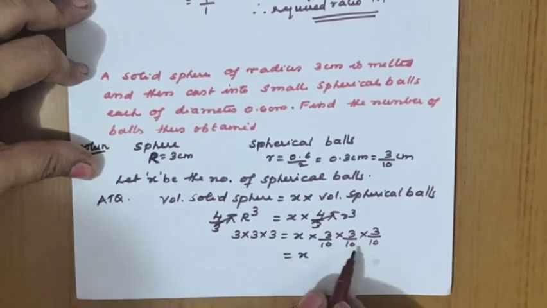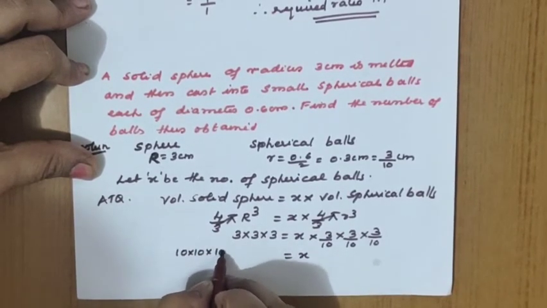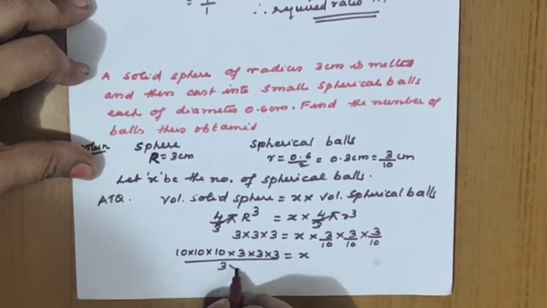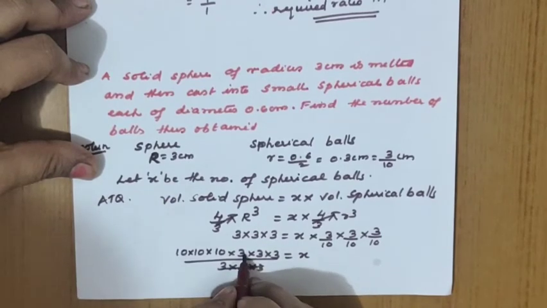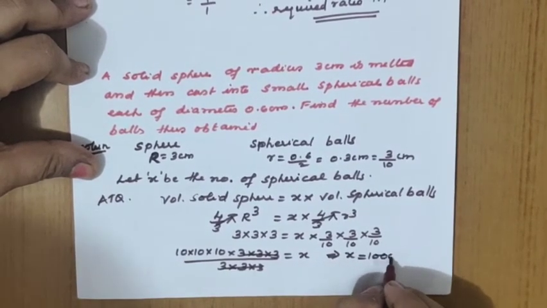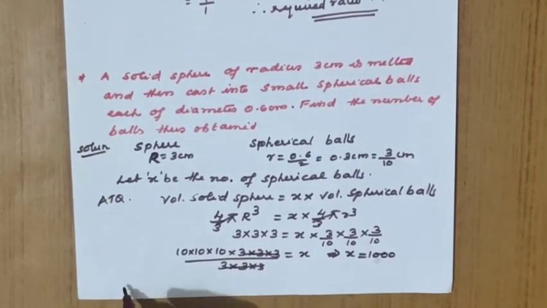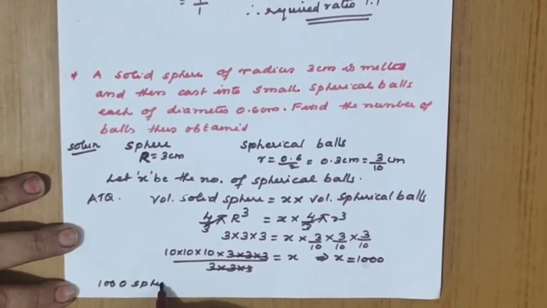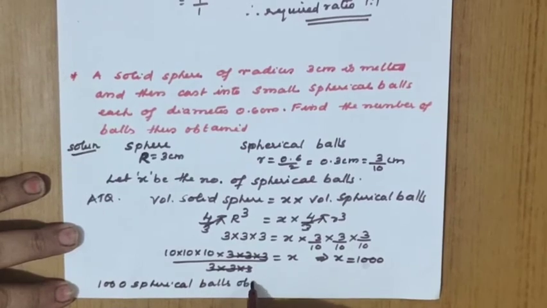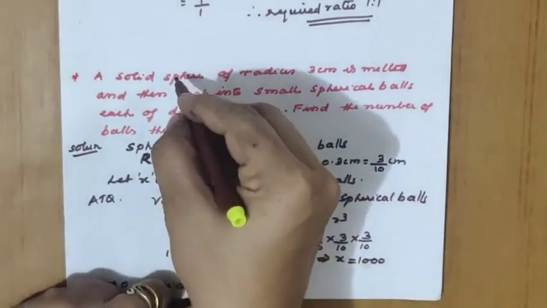So what is x now? All the 10s will go into the numerator on this side, so 10 into 10 into 10, into 3 into 3 into 3. Now this 3 will come in the denominator, so all the 3s get cancelled. So what is the answer for x? X equals 1000. So how many spherical balls did we get by melting the solid sphere? We got 1000 spherical balls by melting the solid sphere.